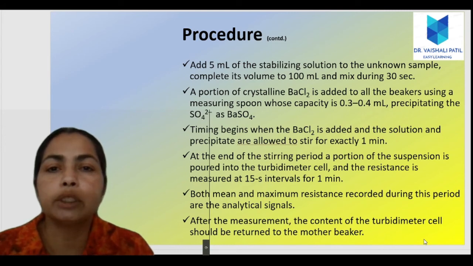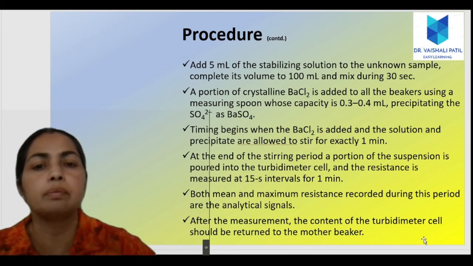Then at the end of the stirring period, a portion of the suspension is poured into the turbidimeter cell and the resistance is measured at 15-second intervals for 1 minute. We will take the mean and maximum resistance, record it during this period, and that will be recorded as the final signal. After the measurement, the content of the turbidimeter cell should be returned to the mother beaker.